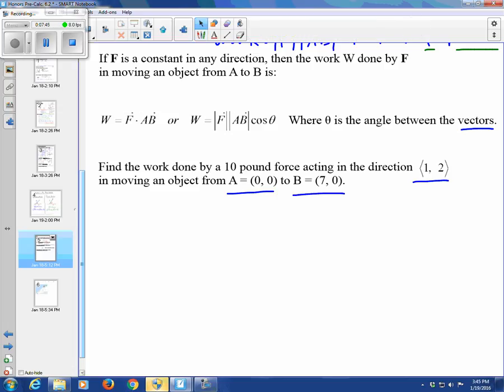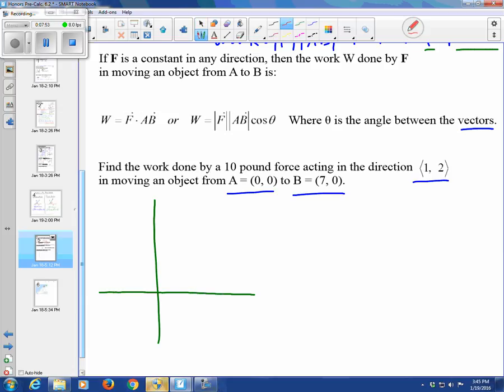So basically what we're talking about is putting a problem on the XY axis, where our point A is the origin, 0, 0, and our point B is basically 7 units down the x-axis. So right here we've got 7, 0. Now this of course allows us to identify our distance vector in component form as 7, 0. So that would be that distance vector right there.